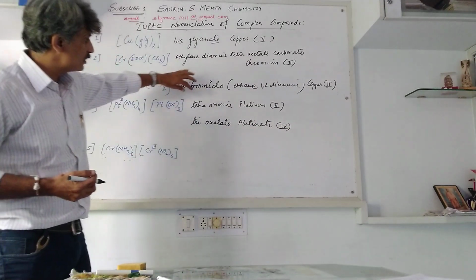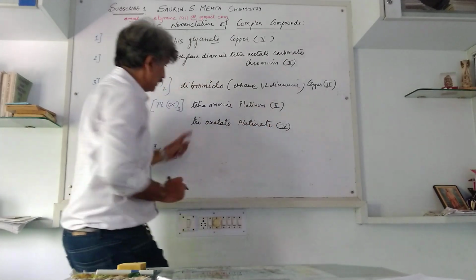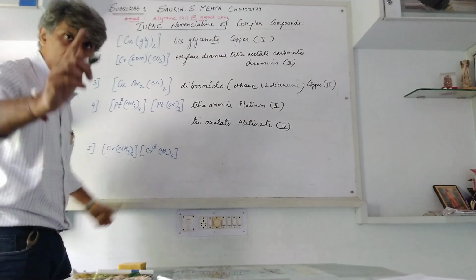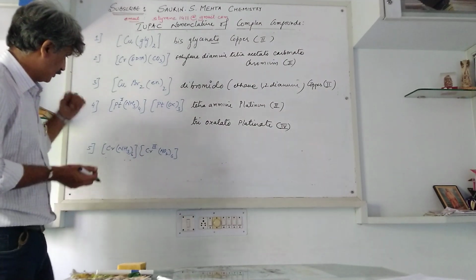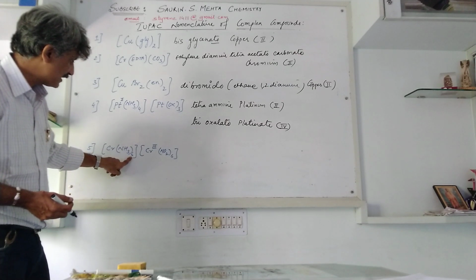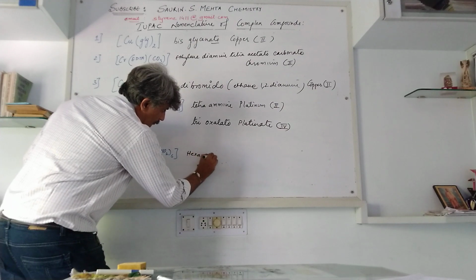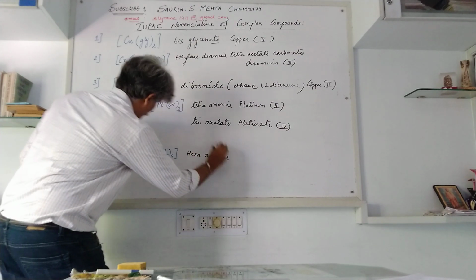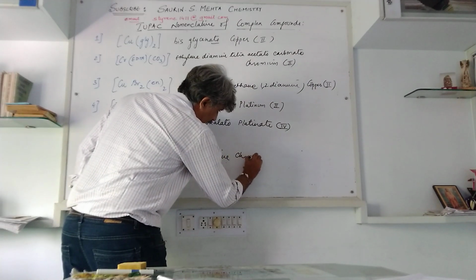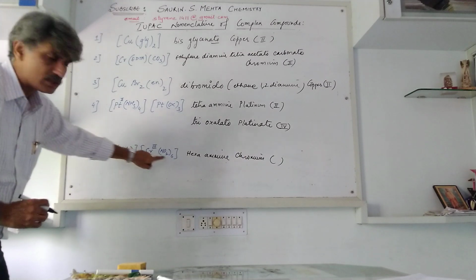So the whole name goes this way: tetraammine platinum 2 trioxalato platinate 4. This is the name. I'll repeat one more for your exercise point of view. This is associated cation. It is 6, means hexa. NH3 is ammine. So I'll write it for you as hexaammine. This is Cr, so we'll write it as chromium. Bracket over. Forget it, we'll concentrate on this.